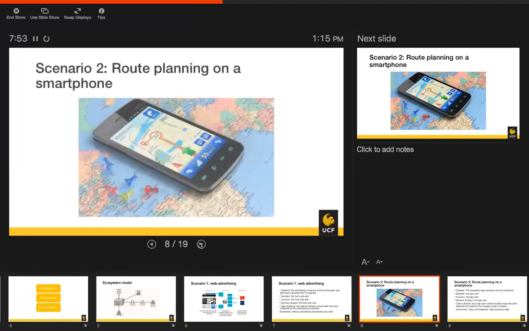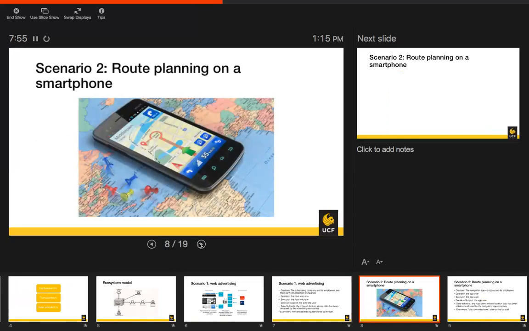So let's take a look at another machine learning system. This is very popular, and maybe everybody uses it. It's route planning on a smartphone. We use Google Maps to search for the route from one place to another place. So in this machine learning system, they include the users and also the app.